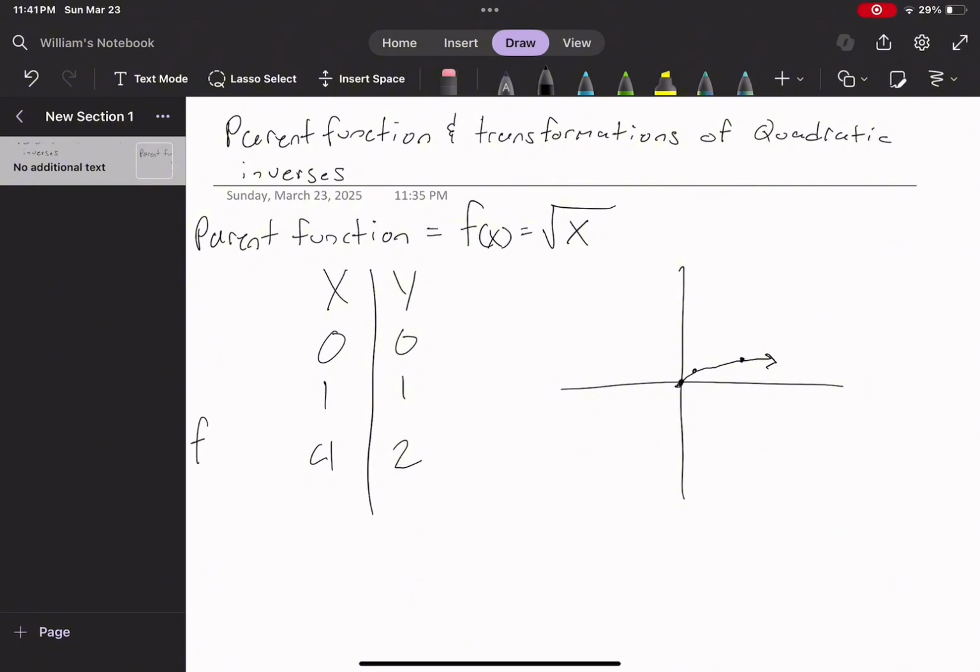Well, the square root of 0, our x value, is 0. The square root of 4 is equal to 2, so that means our y will be equal to 2. And the square root of 1 is just 1. On the right is what that parent function actually looks like on a graph, and here are the actual coordinates of that parent function within the graph.